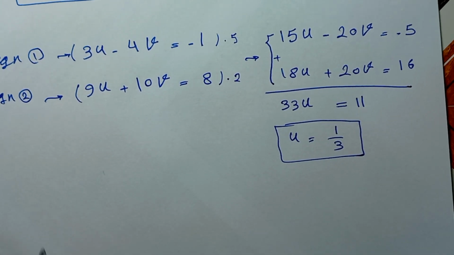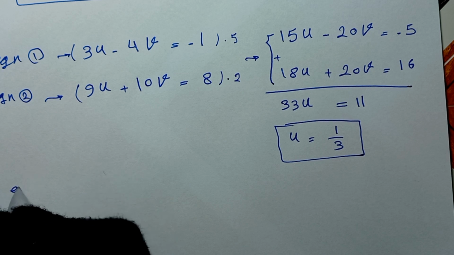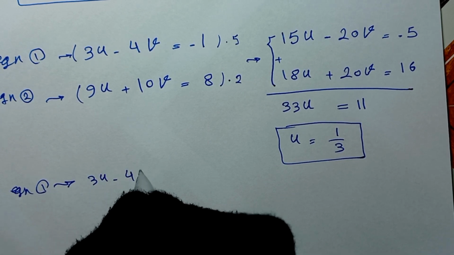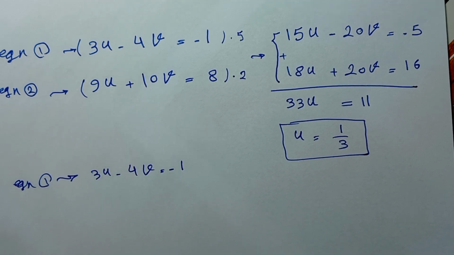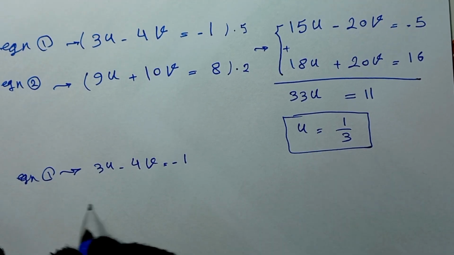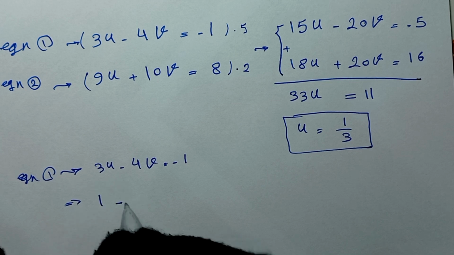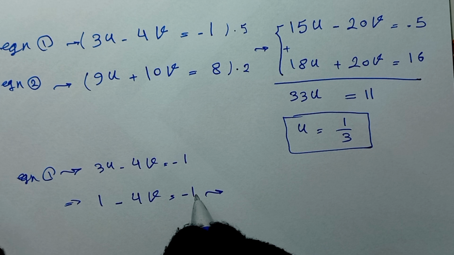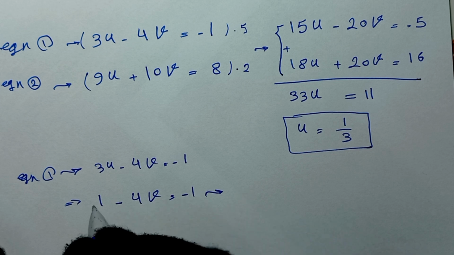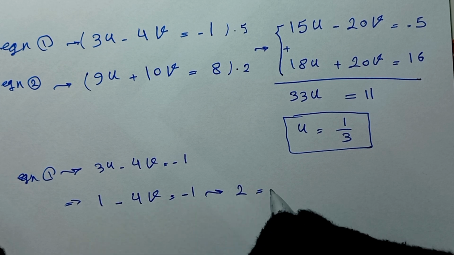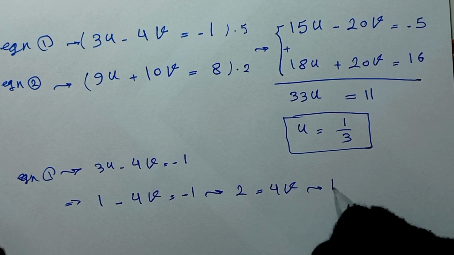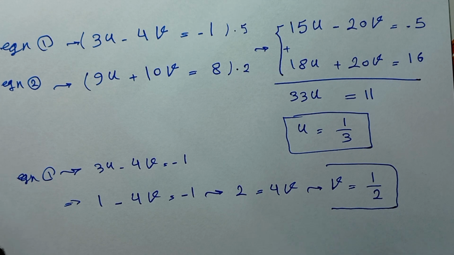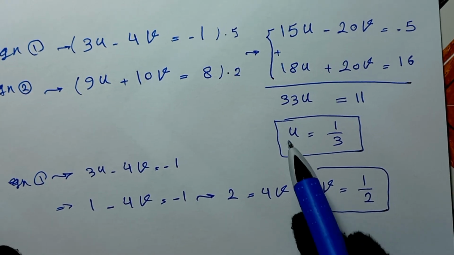And from equation 1, this equation, 3u minus 4v is equal to negative 1. And 3u, it will be 1. So we write 1 minus 4v is equal to negative 1. And we take this to this side and negative 1 to this side. So 1 plus this 1, it will be 2 is equal to 4v. And v from here is 1 over 2. So we have the value of u and v.